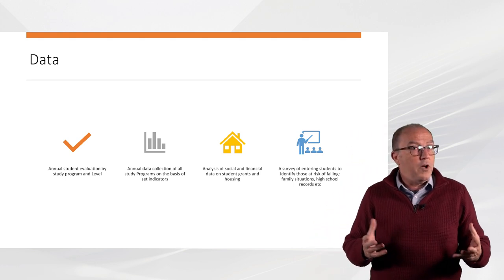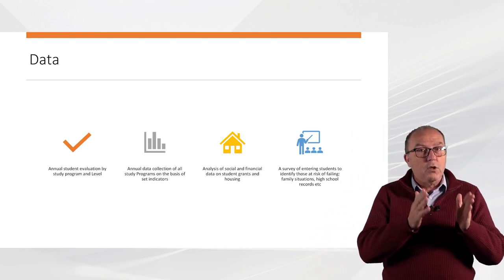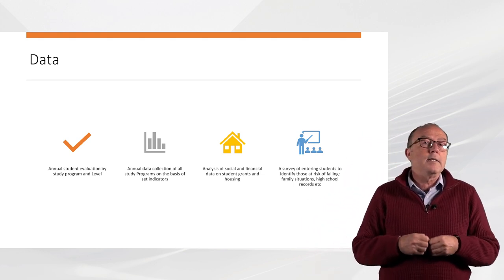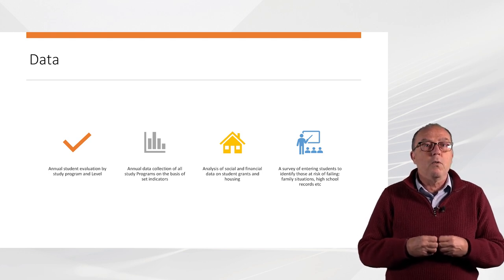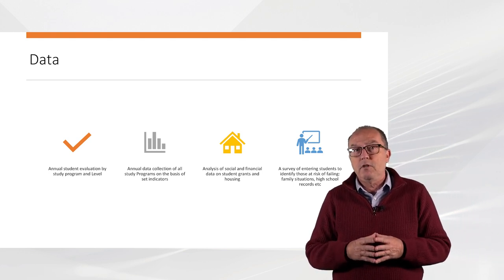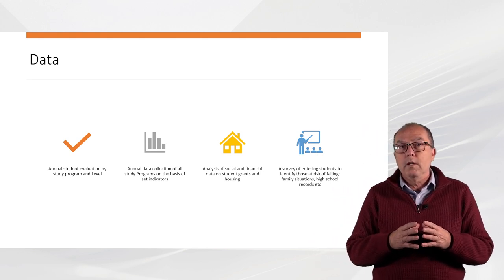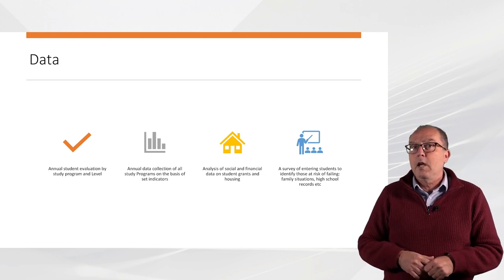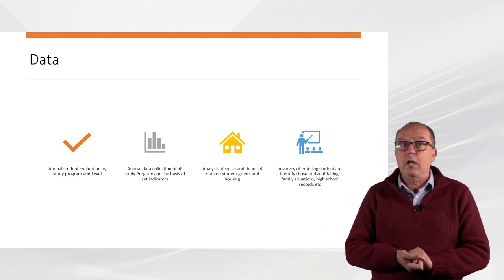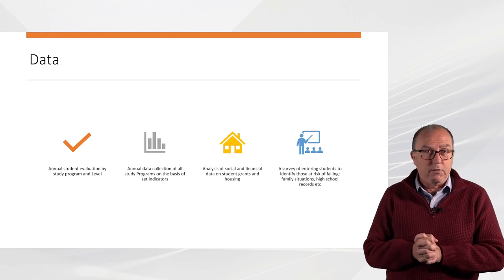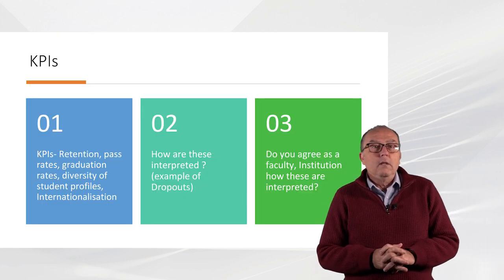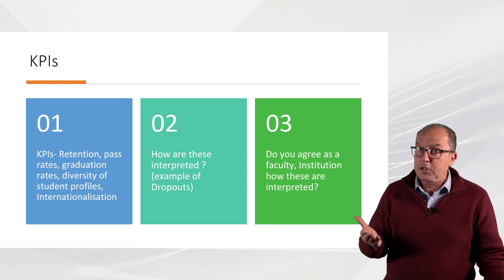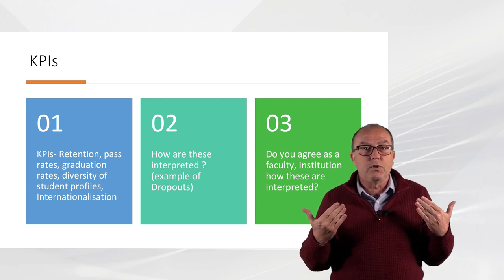And also a survey, for example, of entering students to identify those at risk of failing because of family situations or any other risks as determined by the institution. So all this must be factored in this feedback and what type of action we are going to take. Obviously, there always needs to be discussion with the necessary stakeholders, and perhaps the internal quality assurance can oversee all this as part of the action taken. Therefore, key performance indicators need to be determined, for example, like retention, the pass rates, the diversity of student profiles.